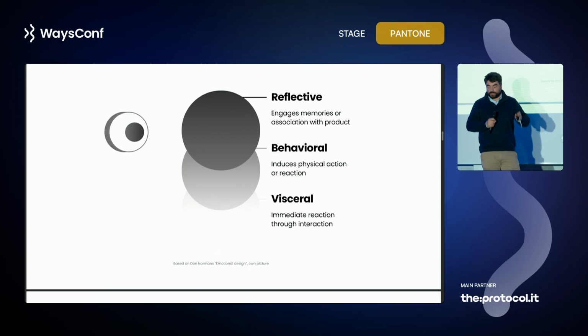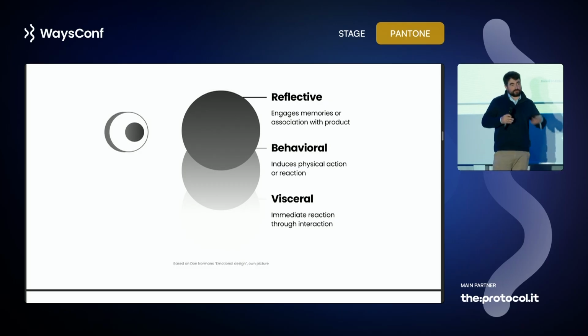But it's also important that there are different layers of emotions, and there are visceral, behavioral, and reflective emotions. Visceral emotions are the ones that we have an immediate reaction to. So something happens, and I immediately react, and you can actually see and guess the emotion. Behavioral emotion is something more complex, so it induces some physical reaction.